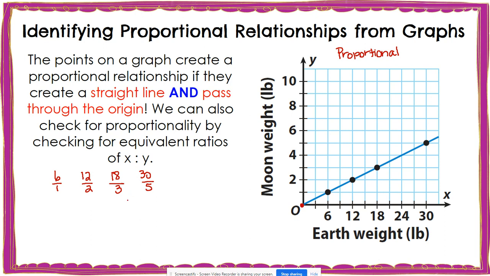To determine if this was proportional, I would simplify all of these ratios. 6 over 1 can be simplified by dividing 6 by 1, which gives me 6. 12 over 2, 12 divided by 2 is 6. 18 divided by 3 is 6. And 30 divided by 5 is 6, which means all of these values are equivalent to each other, so that shows that they are changing at the same rate. Because of that, I can say that this is a proportional relationship.